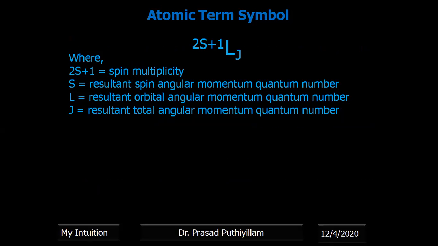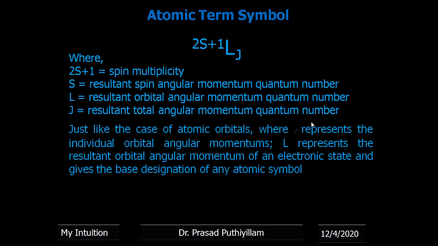We can write the atomic term symbol as L with 2S plus 1 and J. 2S plus 1 is a superscript and J is a subscript. 2S plus 1 is towards the left side of that L and J is towards the right side. Where 2S plus 1 is called the spin multiplicity, S is the resultant spin angular momentum quantum number, L is the resultant orbital angular momentum quantum number, and J is the resultant total angular momentum quantum number.